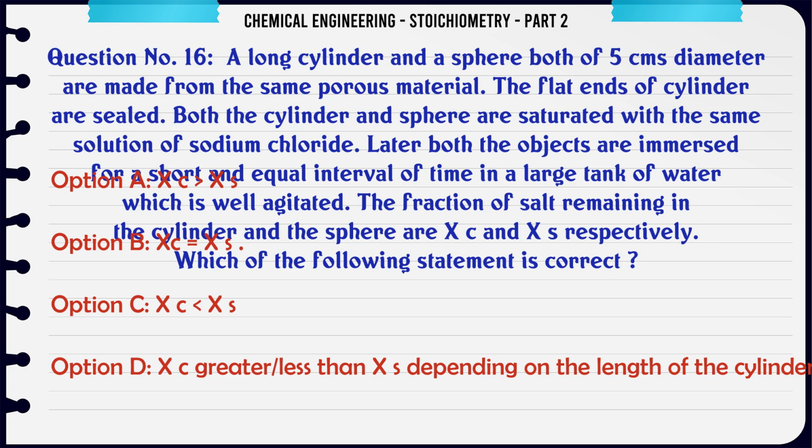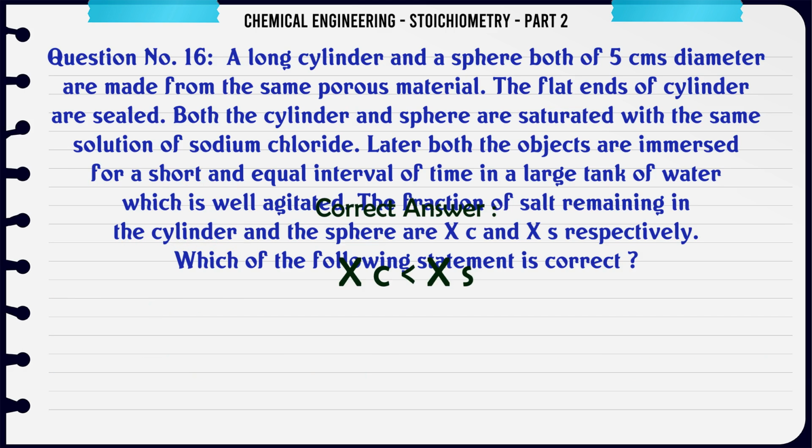The fraction of salt remaining in the cylinder and the sphere are Xc and Xs respectively. Which of the following statement is correct? A: Xc > Xs, B: Xc < Xs, C: Xc = Xs, D: Xc greater or less than Xs depending on the length of the cylinder. The correct answer is Xc = Xs.